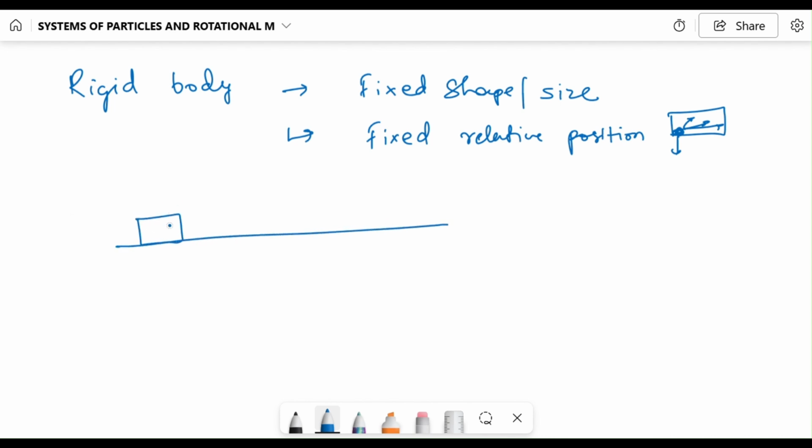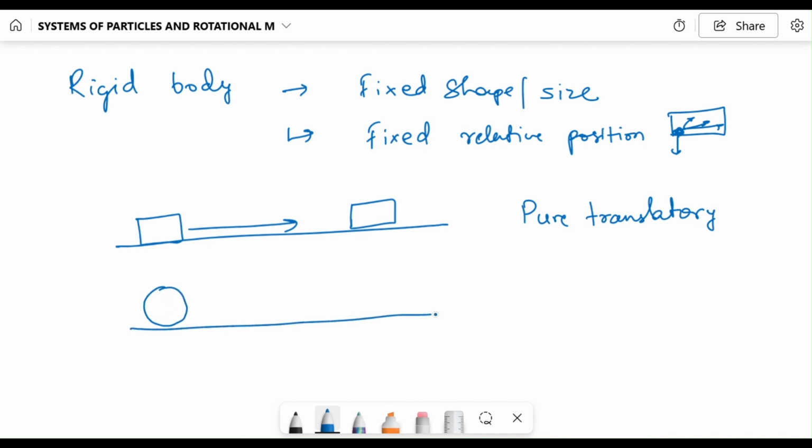Now motion can be pure translatory. For example, a wooden block sliding over a horizontal surface, and this wooden block is moving from one point to another point. This kind of motion is pure translatory motion.